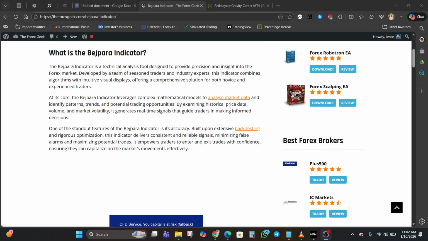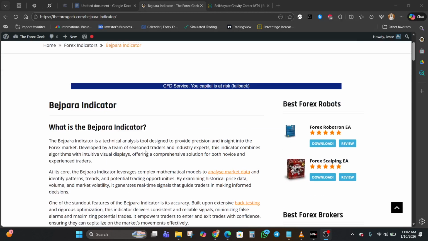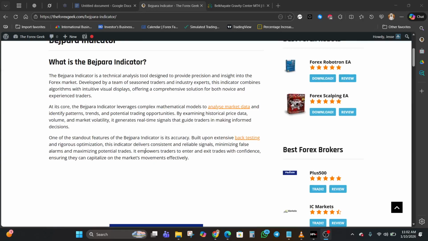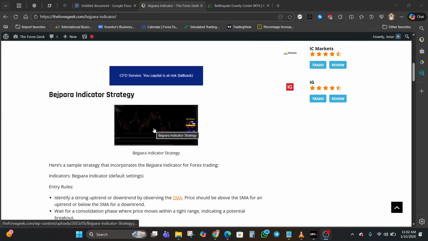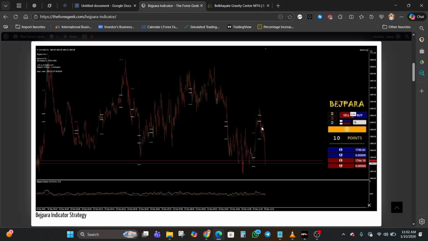In this particular video, we are going to be discussing the Bejpara Indicator. It's actually a tool that gives you insight into the trend and momentum that is prevailing at the time for the particular asset that you want to trade. So let's just look at how the indicator works and understand how to make use of this indicator.